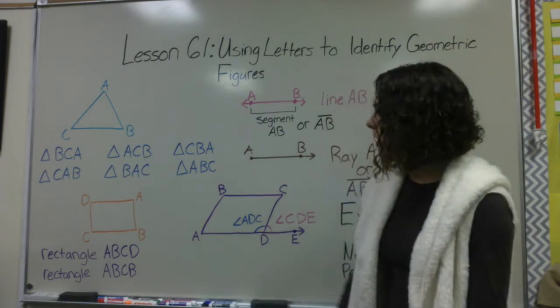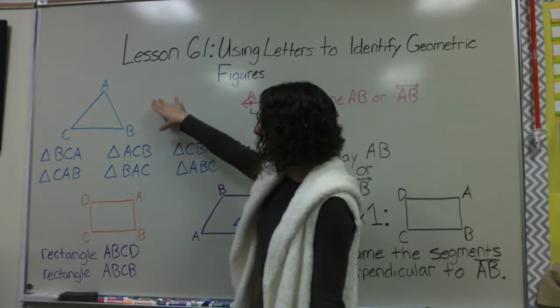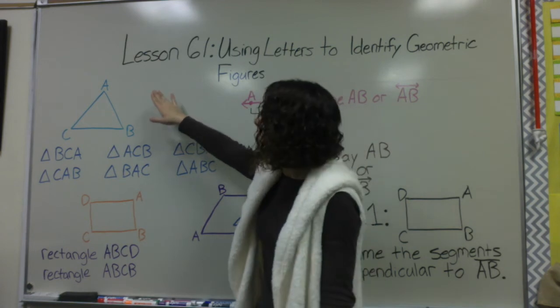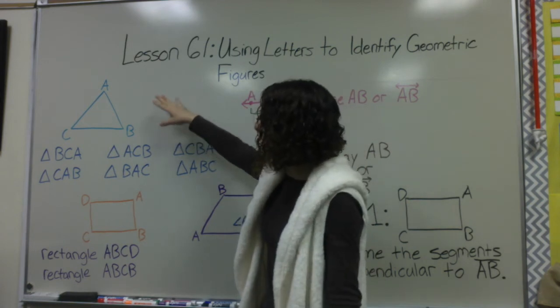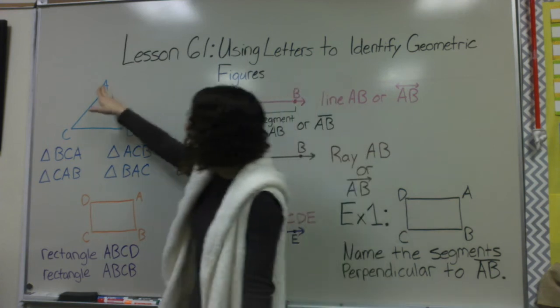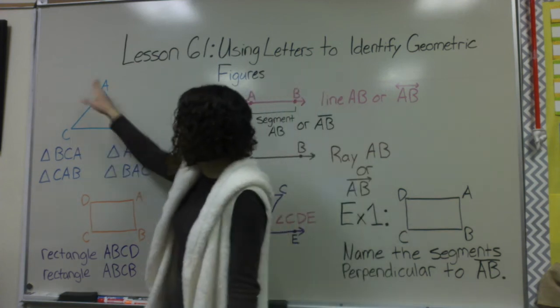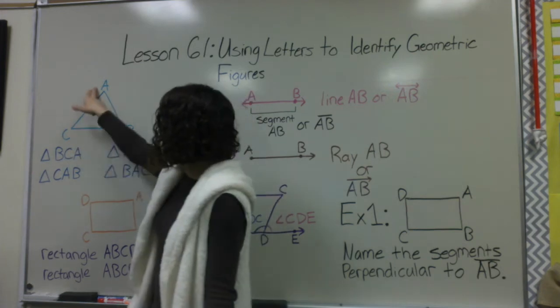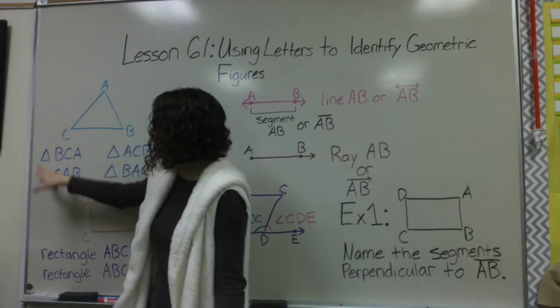So we're going to start out looking at this triangle, and there are many different names that we can actually give this triangle. Reason being that we actually can start at any point to name. So I can name this triangle BCA or triangle. This is a triangle symbol.